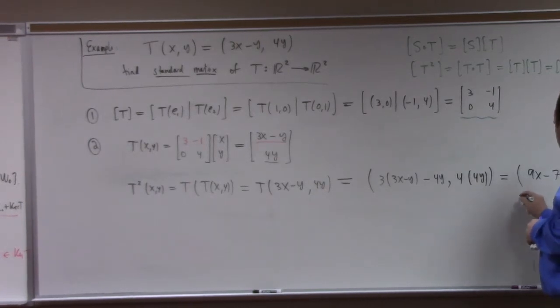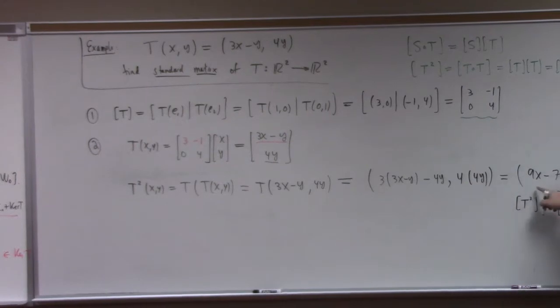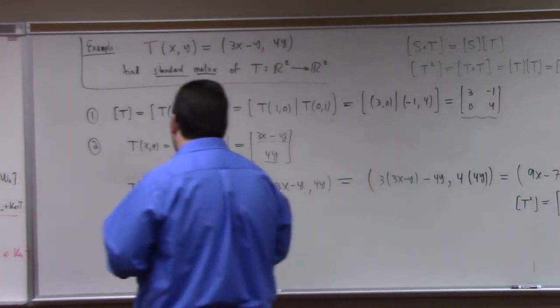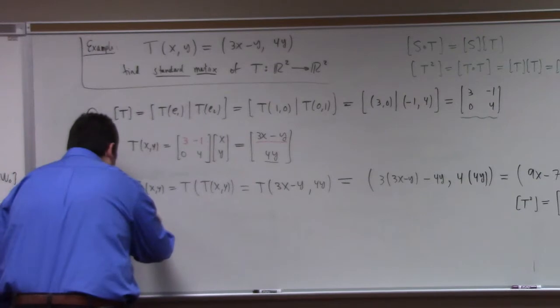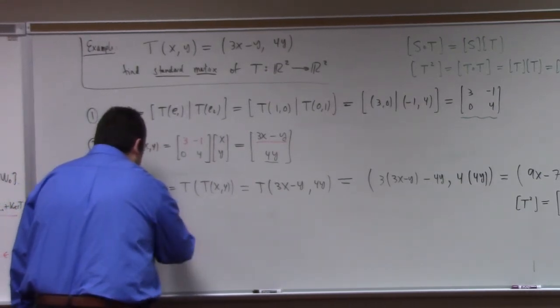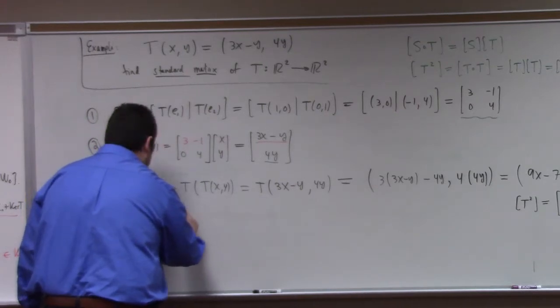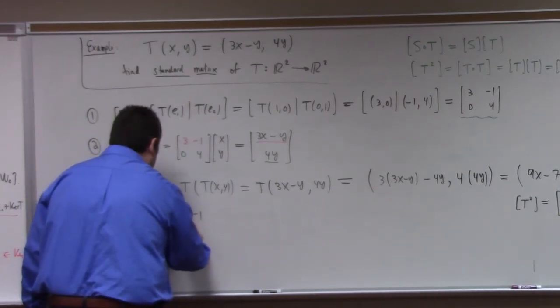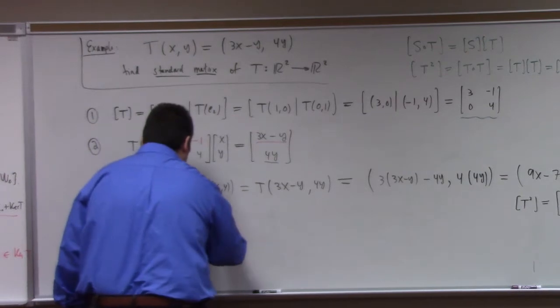So you can see from that that the matrix of the square map is what? We've got a 9, a minus 7, a 0, and a 16, right? But the other way you could calculate the action of the square, or the map composed with itself, would just be to, well, square the standard matrix. So here the standard matrix was 3, minus 1, 0, 4, right? So multiply that by itself.